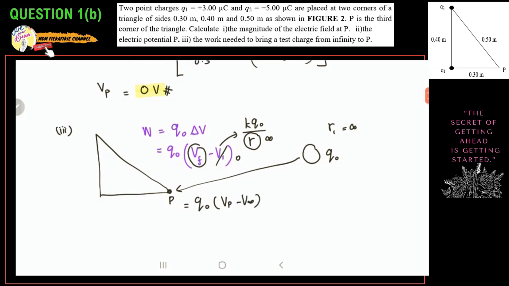Okay, so potential at infinity, remember, it's equal to 0. So, kalau sini dah 0, VP kita kira tadi 0. Therefore, W is equal to 0 joule. Okay, so, finish question B3. Okay, so let's proceed to question C, 1C.